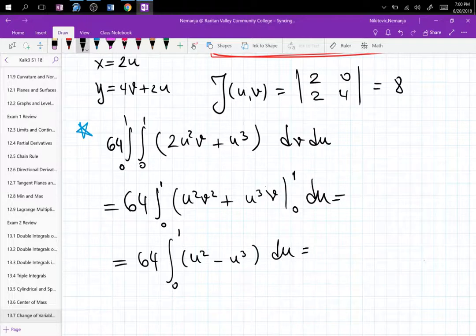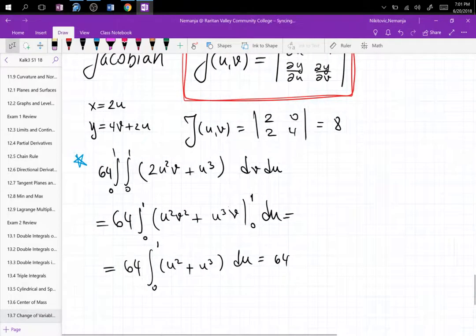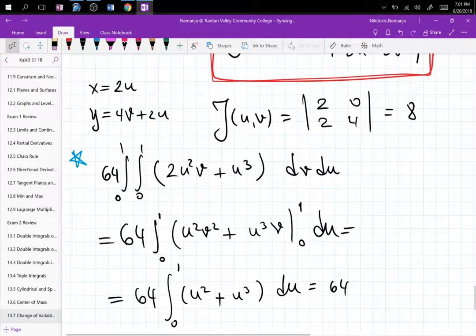And we have du. So now when you integrate this, it's just, where? Exactly. Clearly it says plus. Why is it in minus? What do you mean, why is it in minus?